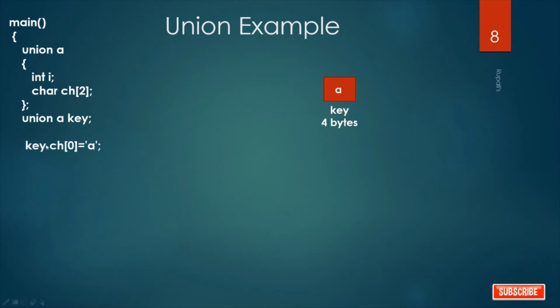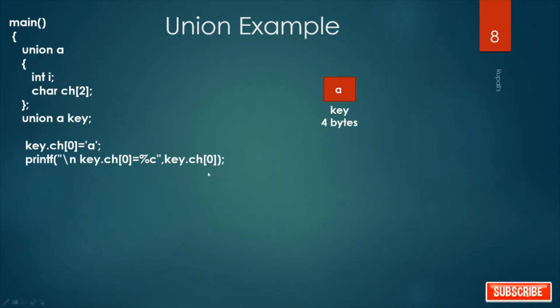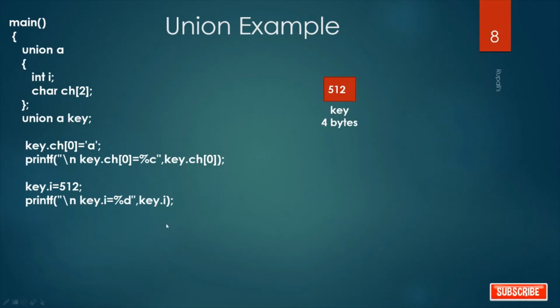Now I want to store here at the ch0 location, means I want to store key.ch0 equals a. So here it stored a. Now if I want to print key.ch0, it will print a. Now I want to store key.i equals 512. So here it is 512. Now if I want to print key.i, it will print 512.